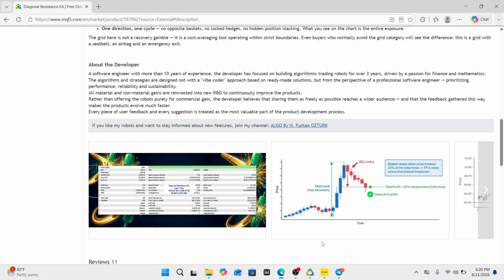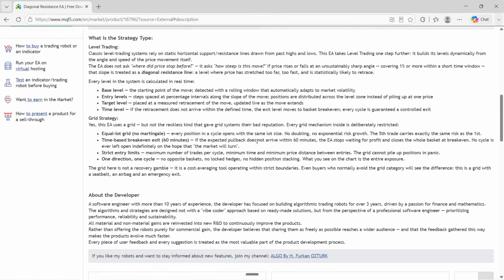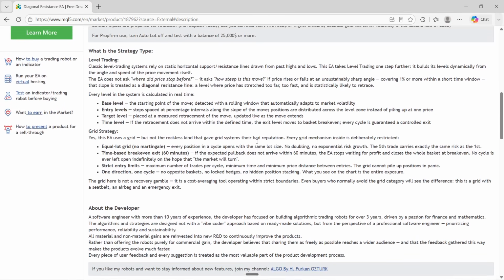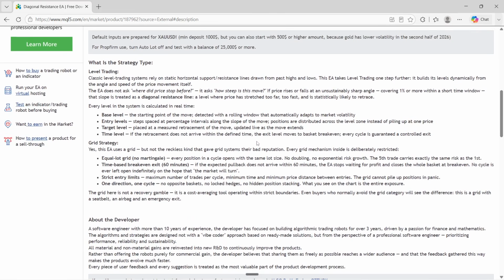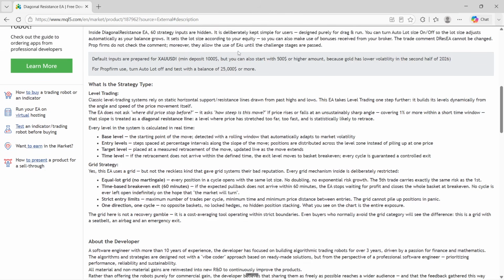Right, so let's go back to the site. Honestly, the features that matter most are the auto lot settings versus fixed, the maximum number of grid steps allowed, continuous monitoring of open basket exposure, and realistic capital buffers relative to the size of the moves being faded. Being free removes the financial barrier to testing, but does not remove the market risk.